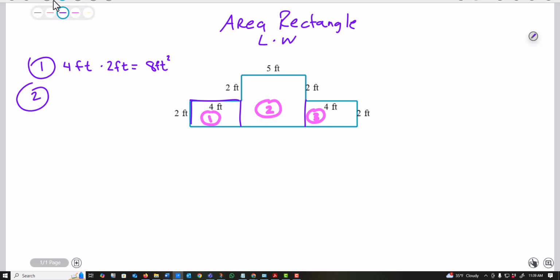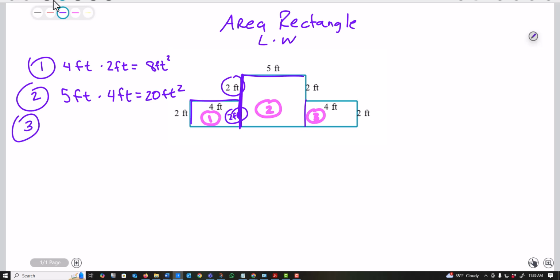Now for my second one, I have my length, which is 5 feet, and I have to figure out this width right here. Well, I can see that this width is this 2 feet, and then this piece right here would be this 2 feet, because remember, the opposite would be the same. So in other words, the width would be 4. So it'd be 5 times 4 feet, which would be 20 feet squared.